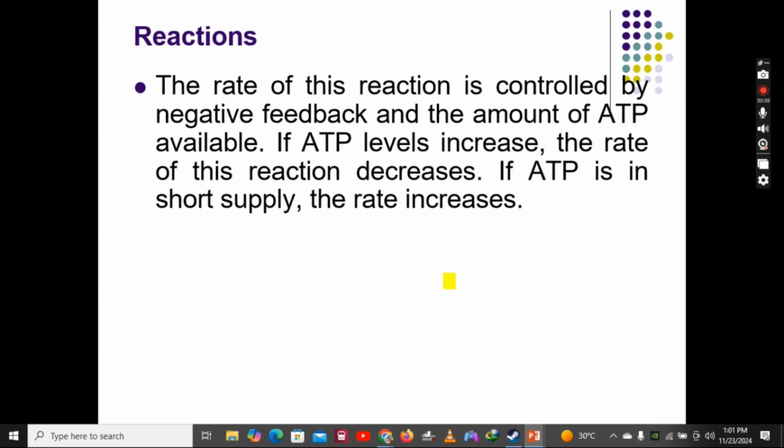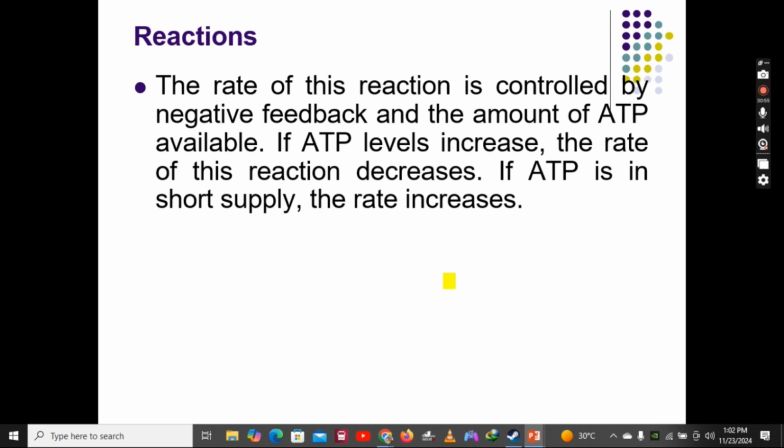So we continue. This irreversible reaction, the rate of this reaction is controlled by negative feedback and the amount of ATP that is available.